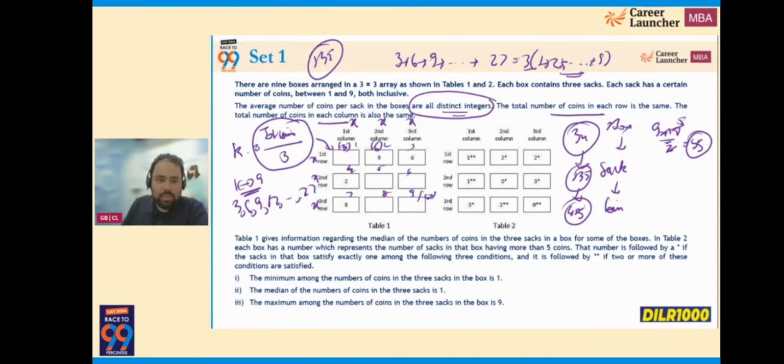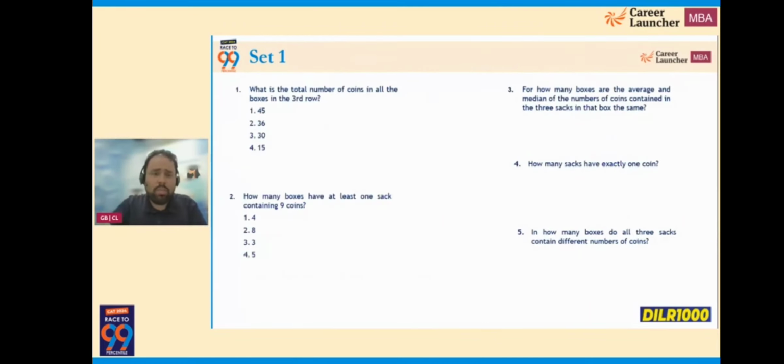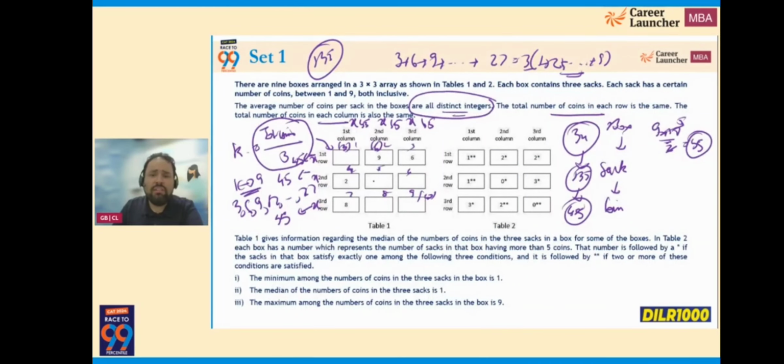That means the total number of coins in the first row is 45, in the second row 45, in the third row 45, in the first column 45, in the second column 45, in the third column 45. Brother, it is done up to here. And if you remember, which I do, while I was reading the set, wasn't that the first question? What is the total number of coins in all the boxes in the third row? It is 45. I don't even need to solve.